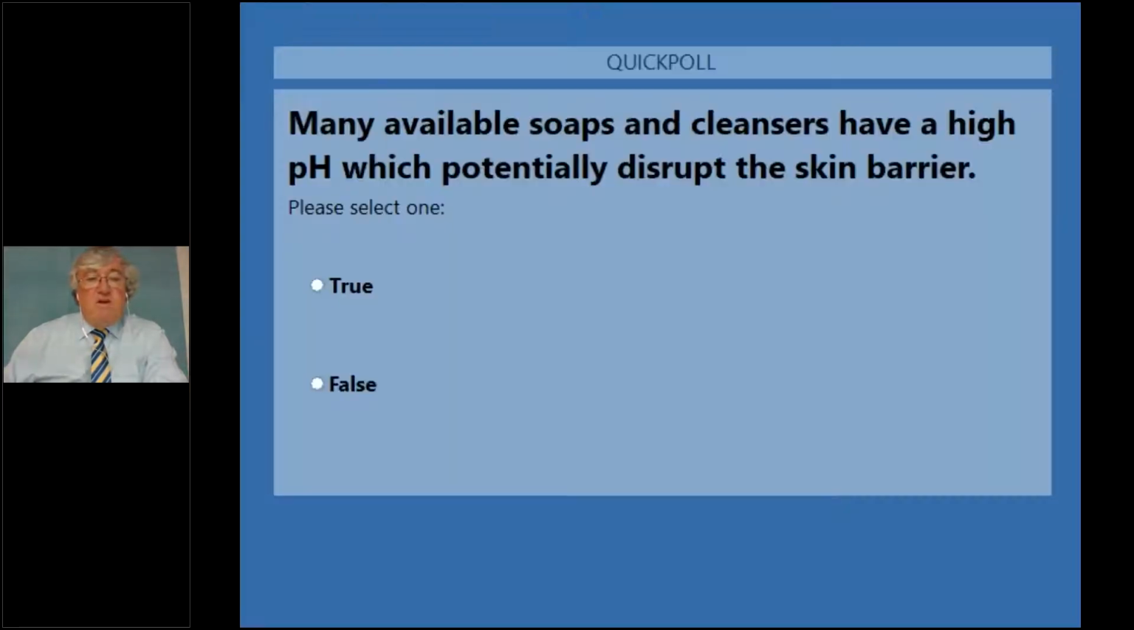So we'll have a little polling question. Many available soaps and cleansers have a pH which potentially disrupts the skin barrier. Is this true or false? Everybody can vote. I think everybody's probably already getting the idea here, but we're going to give you your chance to have your vote.